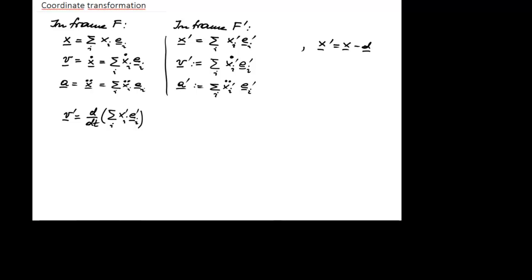But then I also get, since the basis of my colleague is rotated against my basis, and this rotation may be time dependent, the basis vectors ei prime may be time dependent. So I have to compensate for that by subtracting the sum over i of xi prime ei prime dot. This here is x prime. So we have this equals x prime dot minus the sum over i of xi prime ei prime dot.